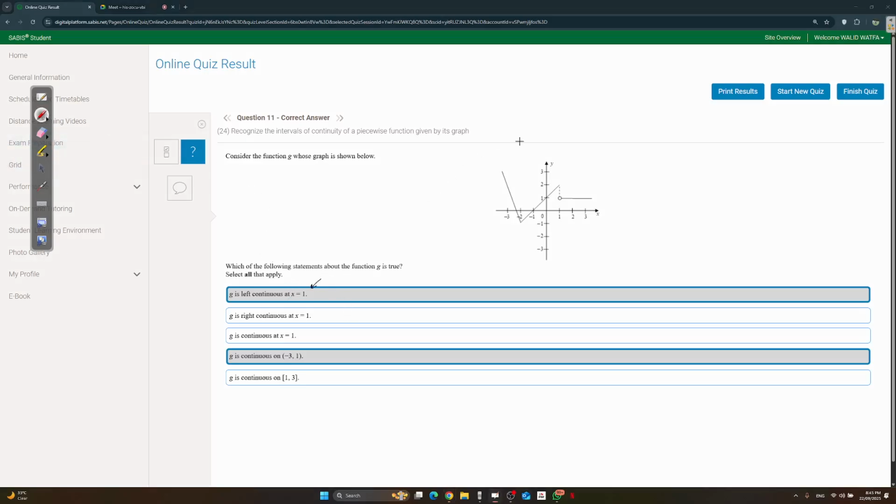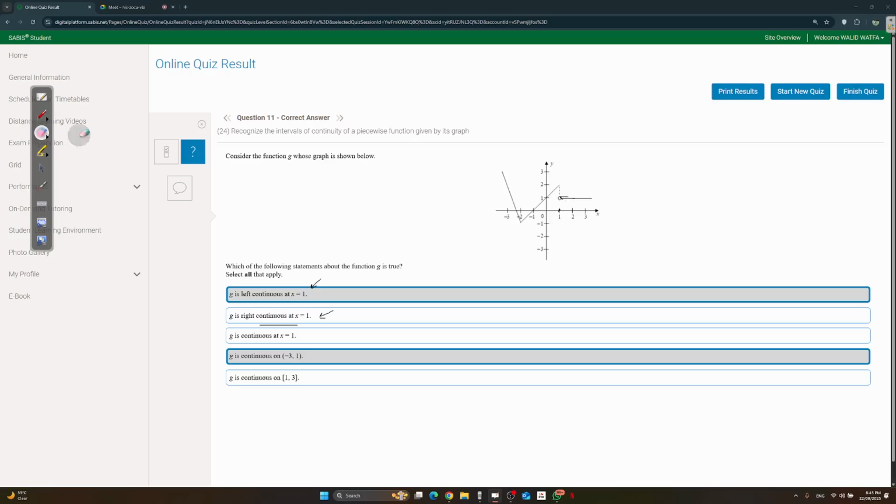G is left continuous at x equals 1. Let's take a look at x equals 1. Is it left continuous? Left continuous means, is it approaching a value? Yes, it is. From the left, it reaches 2. G is right continuous at x equals 1. Is it? Look at 1 and go to the right.